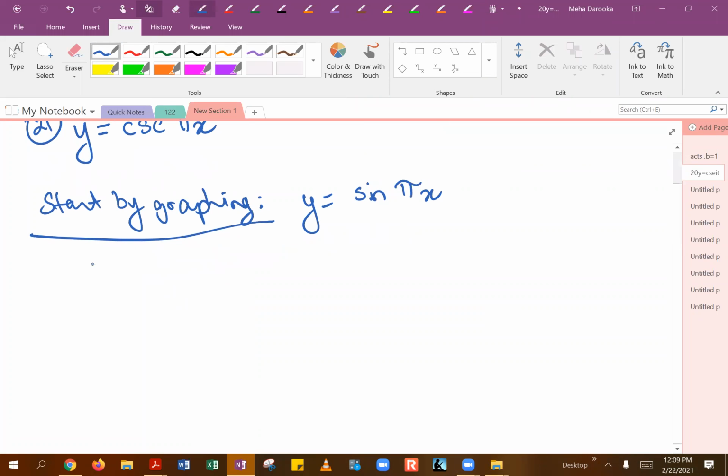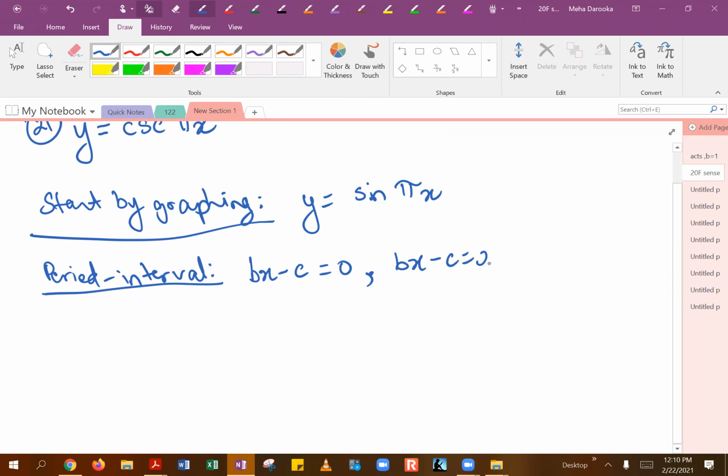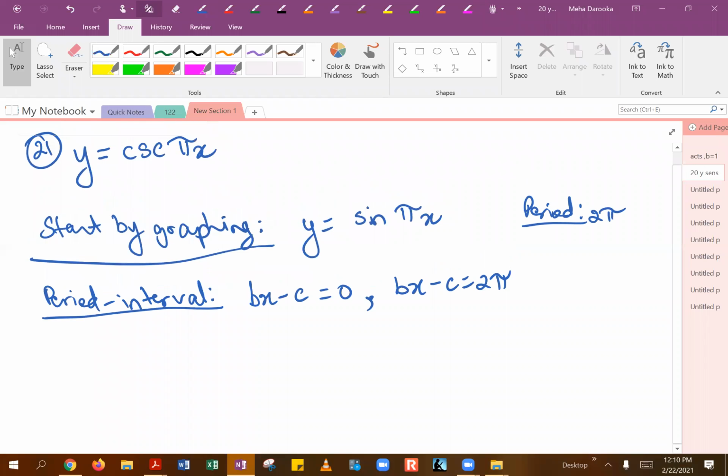Remember, for this, we have to find our period interval. Instead of vertical asymptotes, the sine function has a period interval, and this is where we take our bx minus c, set it equal to 0, and bx minus c equal to 2 pi, because remember, the period of a sine function is 2 pi. That's why you go from 0 to 2 pi. So taking these two equations, what is our x value going to be?